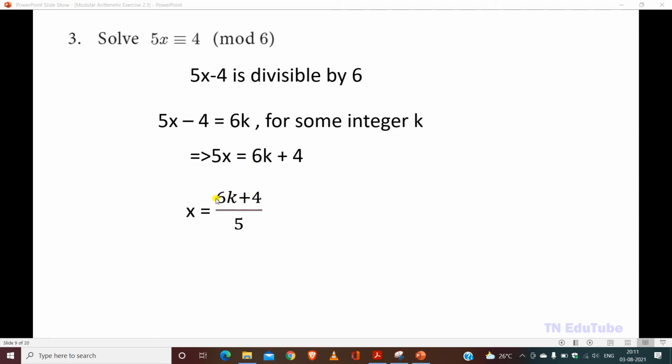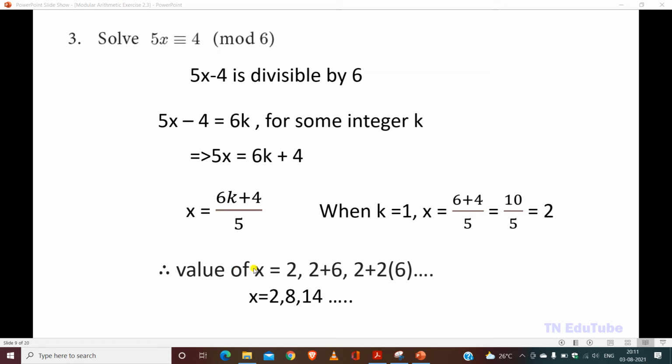When you have to find out, here it is 5 now. So substitute k equal to 1. So you get (6 plus 4) by 5, that is 10 by 5 equal to 2. So the least value is 2. We have to find the remaining values. The first value is 2. For the next values, you have to add the modulus value, mod 6. So you have to add, that 6 is the divisor, isn't it?